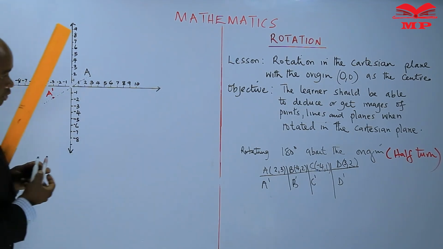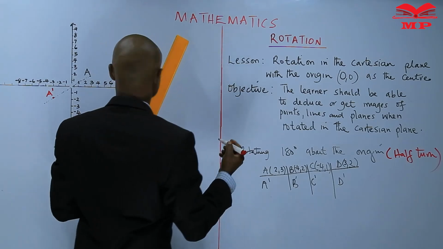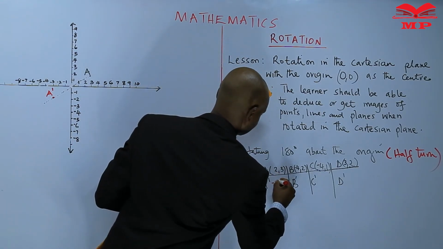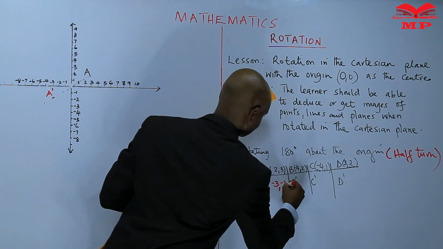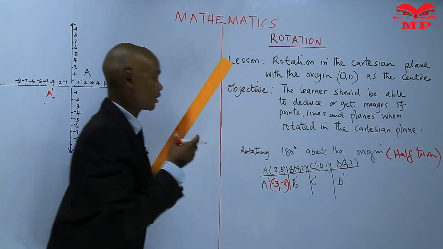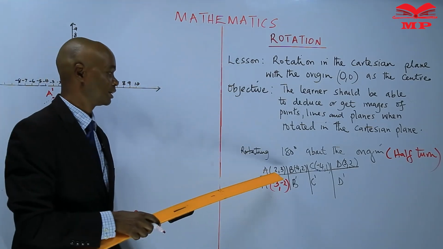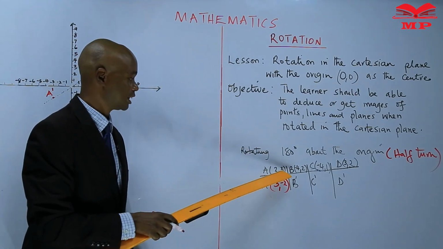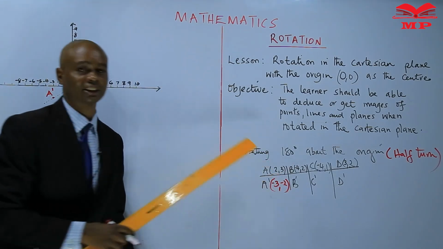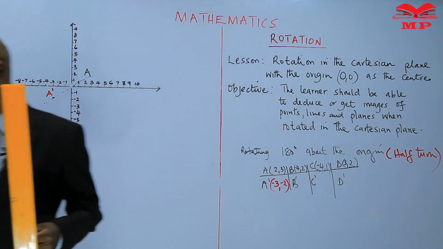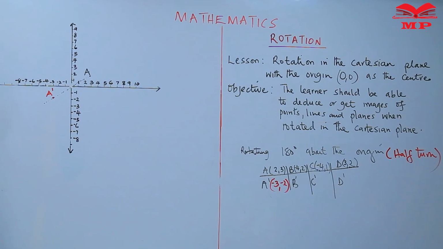Correct. So our image will be negative 3, negative 2. A curious learner will discover something is happening. If I take the coordinates of A, they interchange and the sign changes. They interchange and the sign will change.